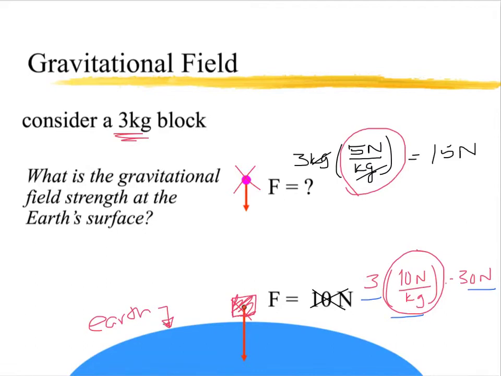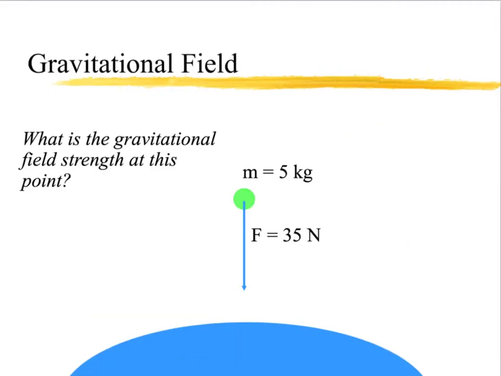And we happen to use the Earth because that's where we are, but we could use any planet in this case for gravitational field strength. Okay, so what is the gravitational field strength at this point if we have the mass and the force? So go ahead, take your time to solve this, pause the video, and press play when you have solved it.